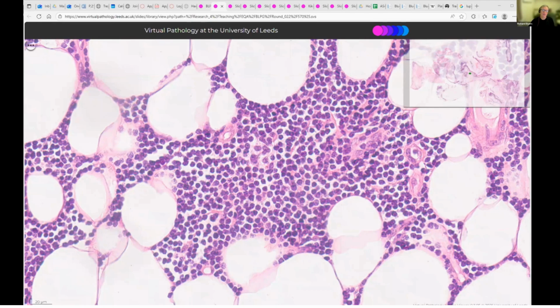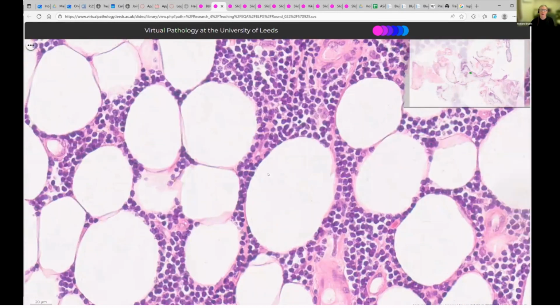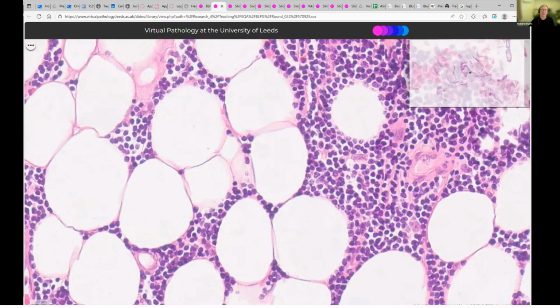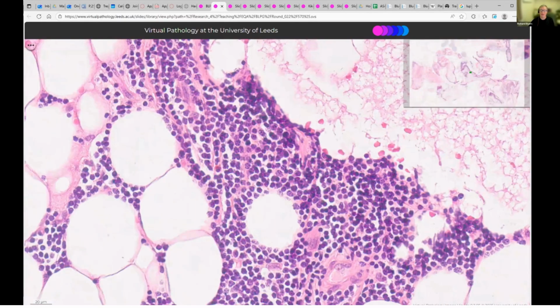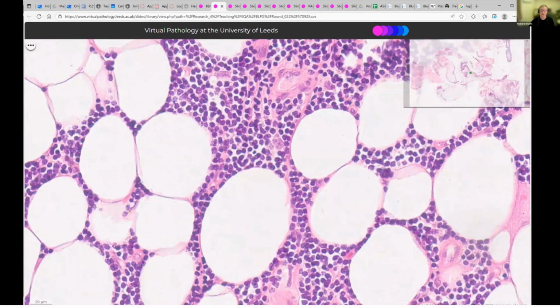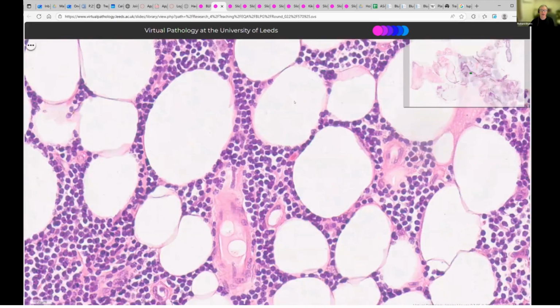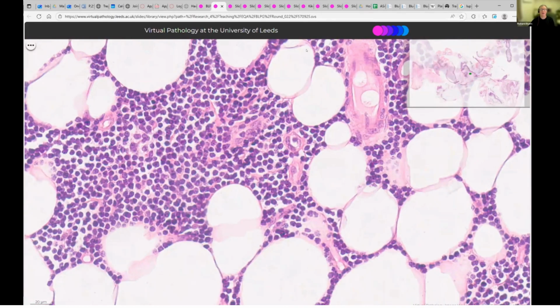CLL often has some larger cells in it. I think in this one you've got to hunt a bit more for the larger cells than normal. They're usually a bit more apparent. Whereas mantle cell is almost exclusively just small cells. And if you see any larger cells, you should doubt a diagnosis of mantle. So mantle is all small cells.